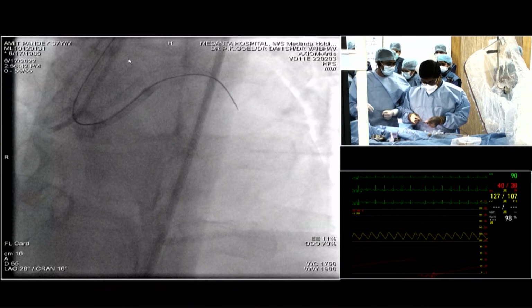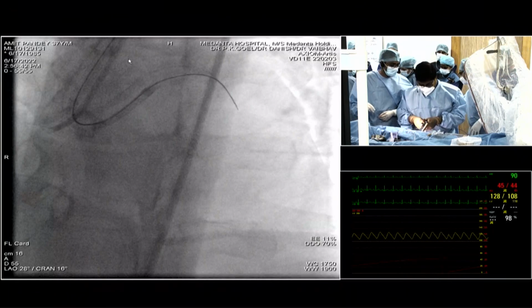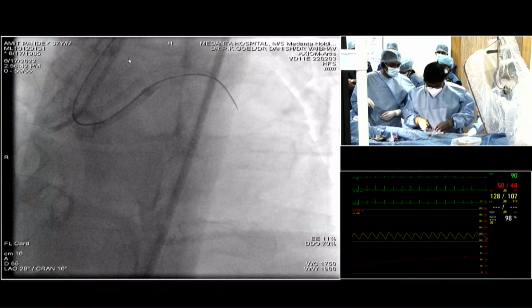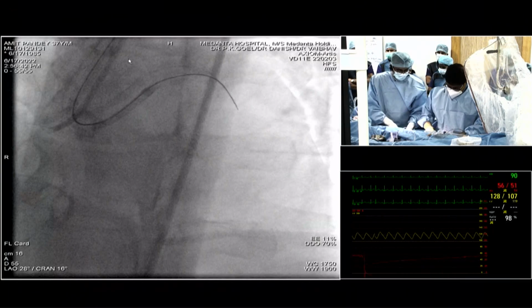Perfect. Okay. Actually, both the cases are of similar type and showing excellent techniques. Exactly, Dr. Pratap.